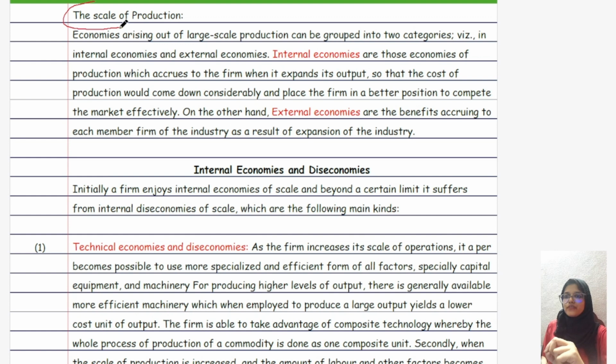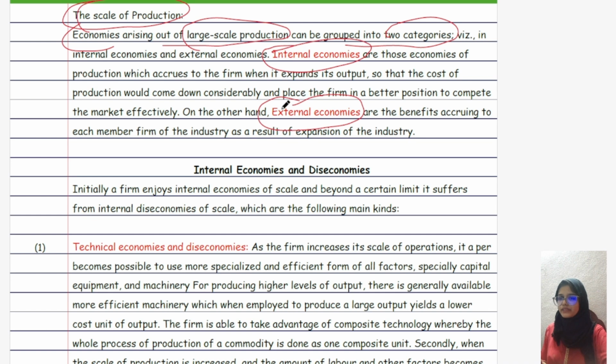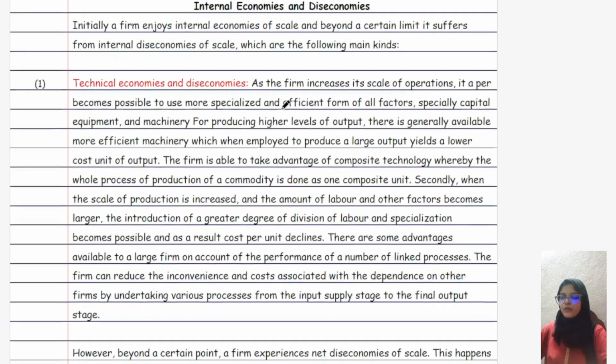First we have the scale of production. The scale of production, what is that? Economies arising out of large scale production can be grouped into two categories: internal economies and external economies. We'll be seeing about these two one by one.